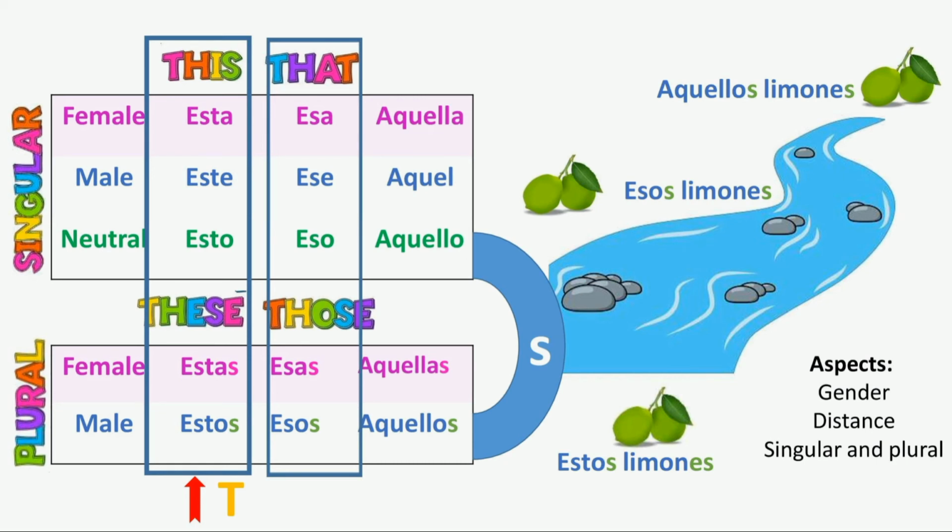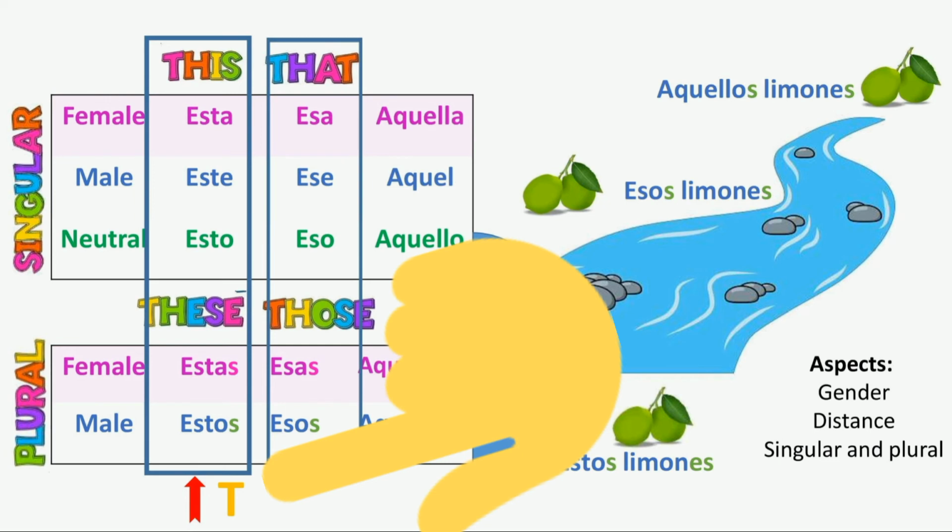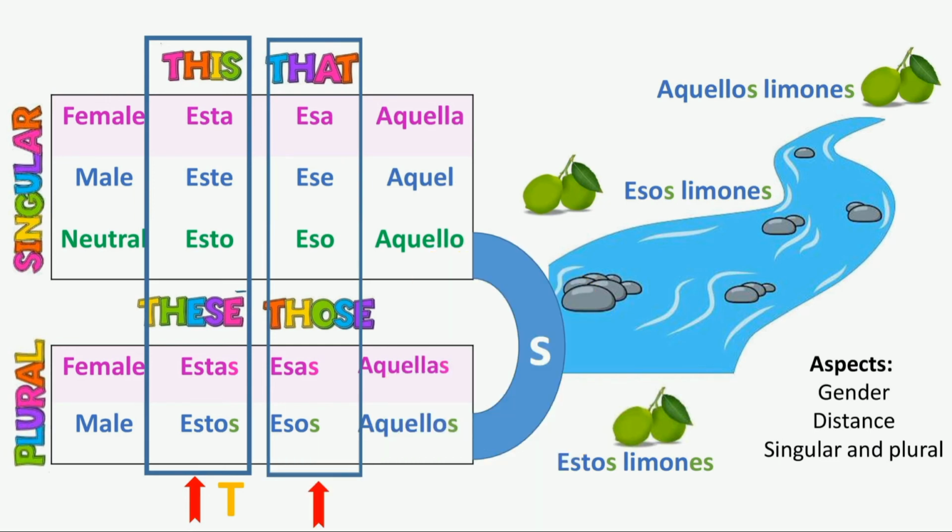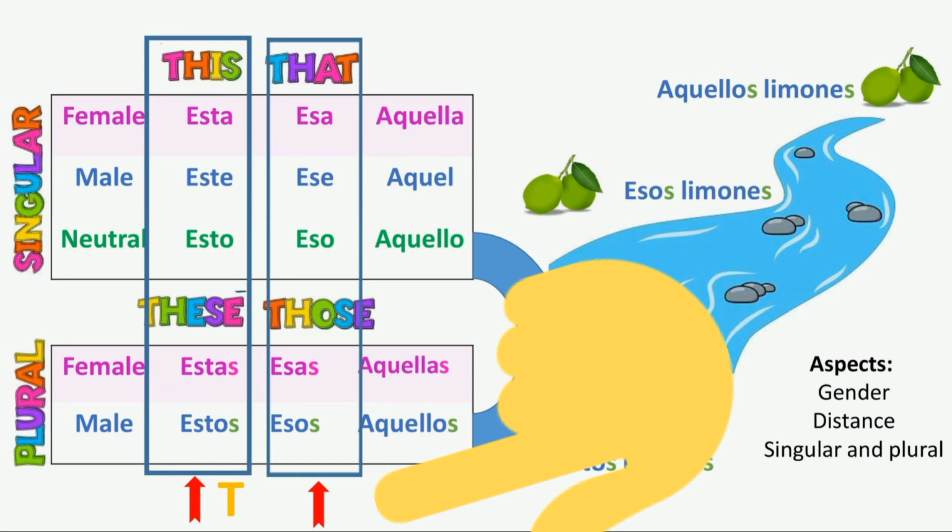The trick to not confuse all these pronouns is the following. Whenever you talk about the pronoun this or these in Spanish, the pronoun always has T. When you use the pronoun that or those in Spanish, the pronoun never has T.